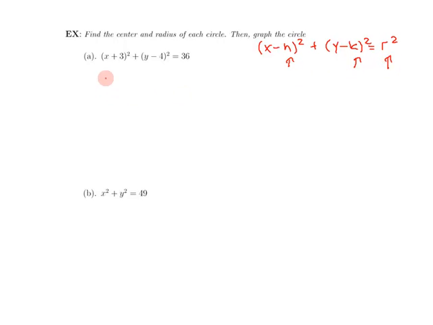Now the r is always the easiest one, so I like to start there. It's the square root of the other side, right? If this is r squared, then r is the square root of 36, or 6. So we got the radius.